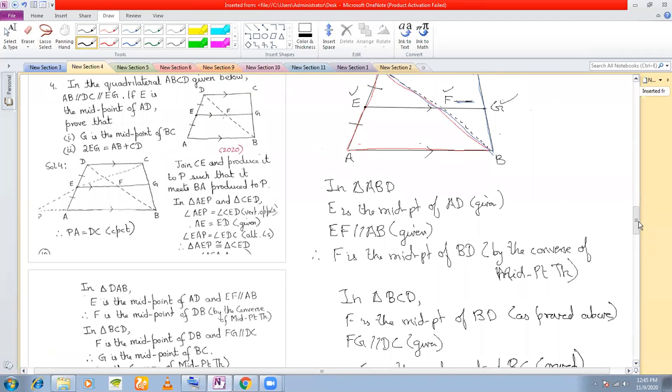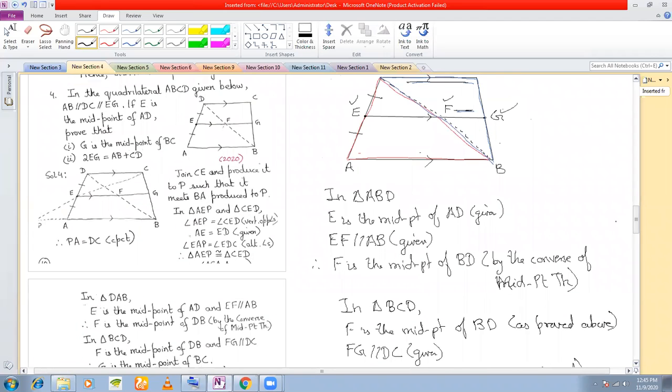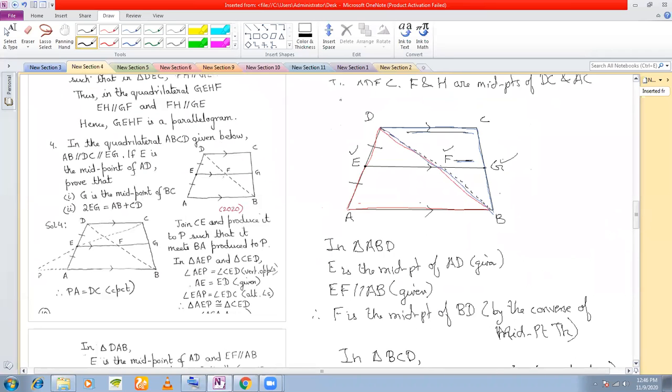Second part says you need to show that twice EG is equal to AB plus CD. What is the length EG here? See, this green line is your EG. And remember that you have already shown that E is the midpoint of AD and G is the midpoint of BC. So in order to prove the second part, since we have already proved that E and G are midpoints, we'll construct a triangle such that E and G are midpoints of the sides of the triangle.